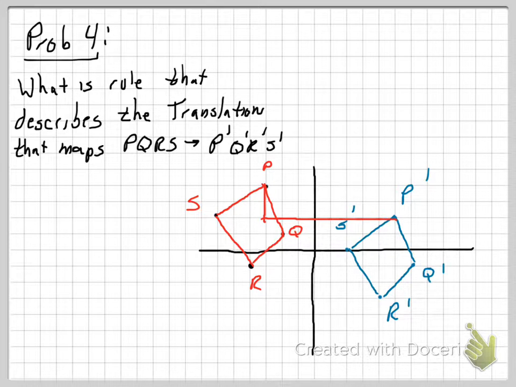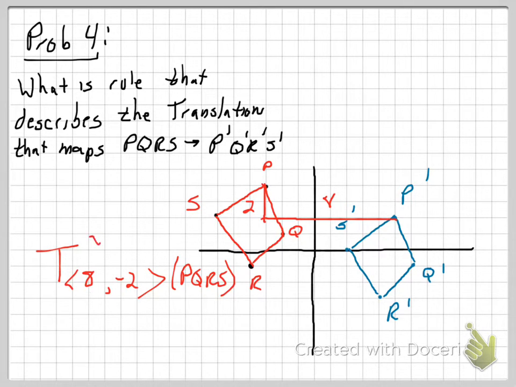Okay, so again, if we're going to write this translation as a function, I need a T there, my brackets like that, and the X goes first. Well, I went right 8 units, so that 8 is going to go there. Now I went down 2 units. Well, we know down is the negative direction on the y-axis, so I'm going to put a -2 right there. So it's translation of 8, -2 of, and again, we map P, Q, R, S. And you put that in parentheses right next to it. So it's important that you make sure that you represent the translation correctly. It's always X, comma, Y.